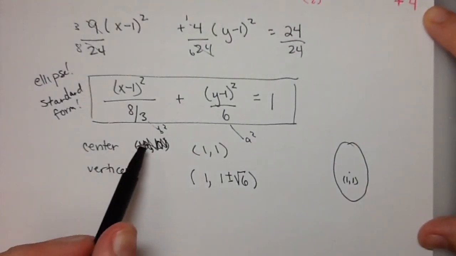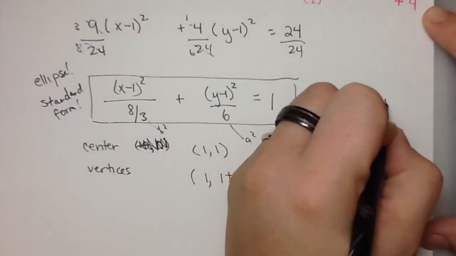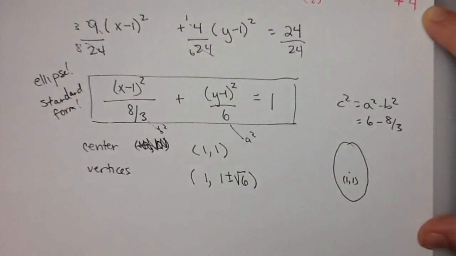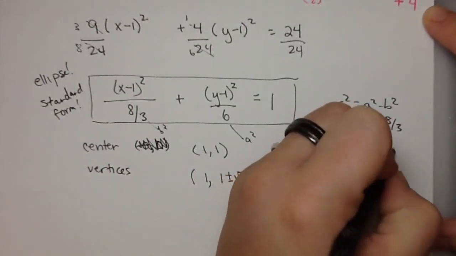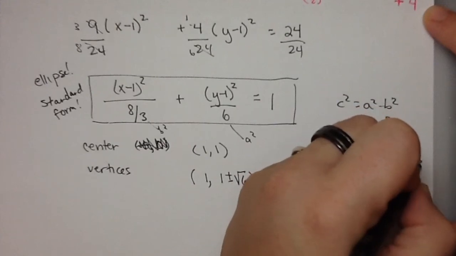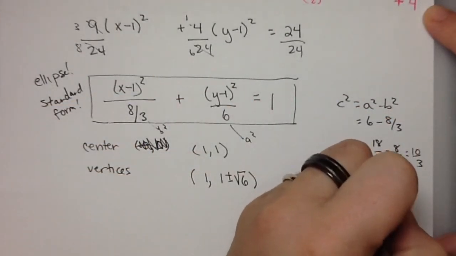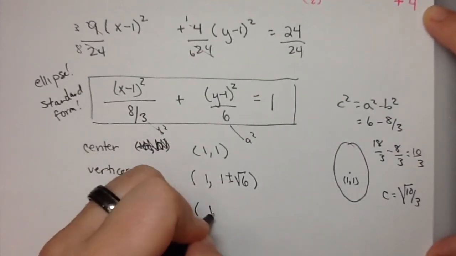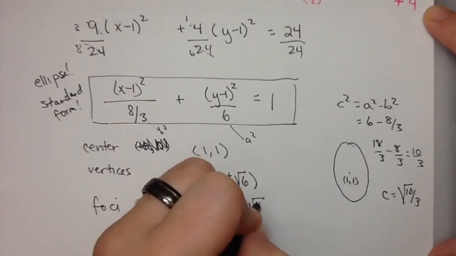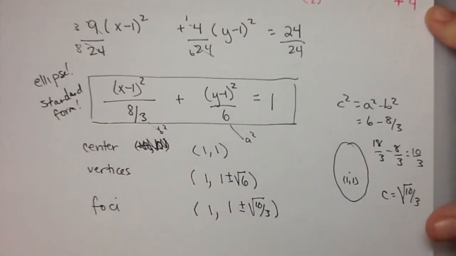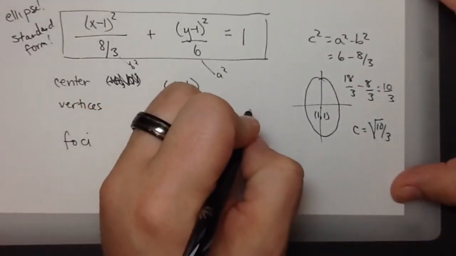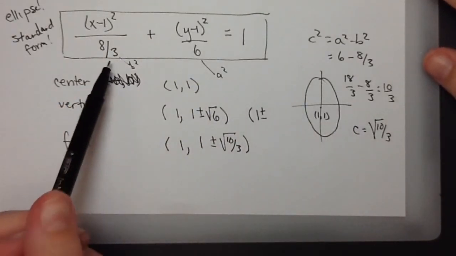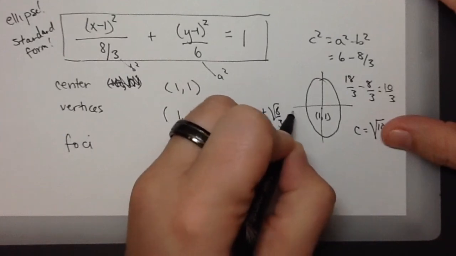To find c, remember c squared is a squared minus b squared. So that's 6 minus 8 thirds. 18 thirds minus 8 thirds gives you 10 thirds as c squared. So c is the square root of 10 thirds. That means our foci are at 1, 1 plus and minus root 10 over 3. This is the vertical ones. The other ones are going to be 1 plus and minus square root of 8 thirds, 1.